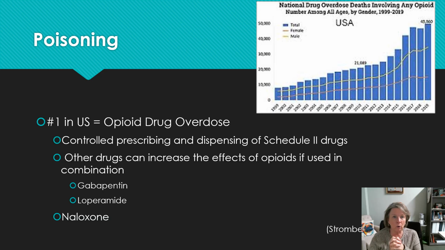Just so you know, loperamide is a synthetic opioid that primarily affects the opioid receptors in the intestine and is used to treat diarrhea. Yay. So there you go.